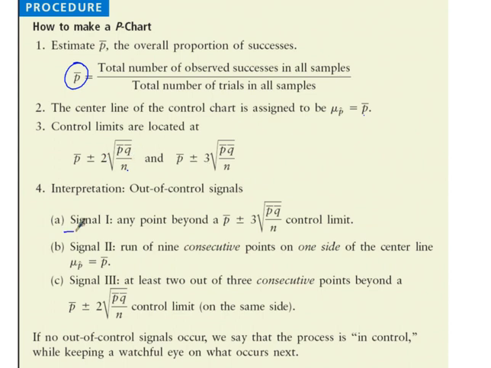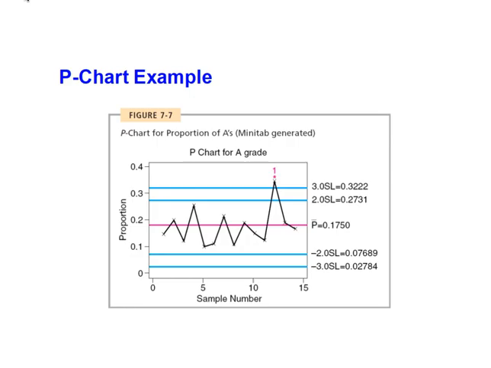Your out of control signals are just like they were for the sample one. If you got one data point that's 3 standard deviations away, it's out of control. Signal number 2, 9 consecutive points that are above or below the middle is out of control. And the third signal, if there's 2 of the 3 that are 2 standard deviations away, then that's out of control as well.